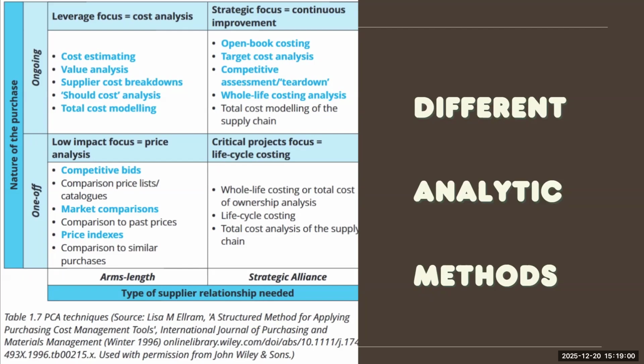For leverage items, we can use cost analysis, and for capital items, we can use whole-life costing, etc. And for strategic items, we can use open-book costing or the competitive assessment. So depending on the case, we may apply different methods.